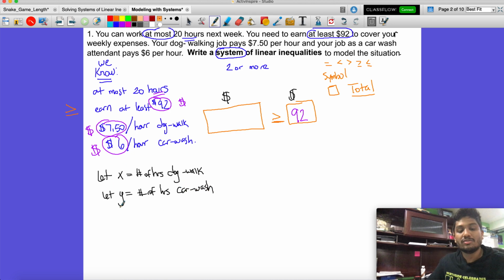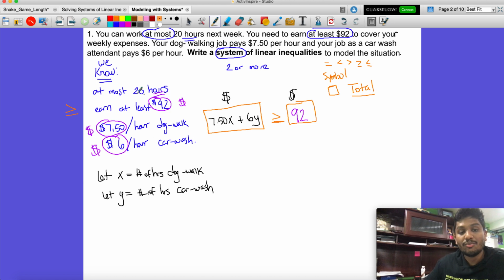Okay, so we have these two variables. Now, we're making $7.50 for every hour that we do a dog walk, x being the number of hours, and we're making $6 every hour that we do a car wash. So now this entire thing is an inequality, and it's about the same units, money. Great. So we've actually done all this stuff out.